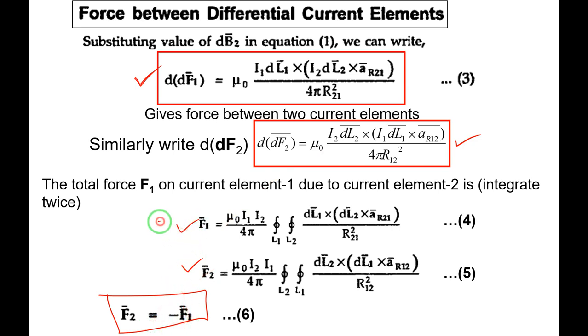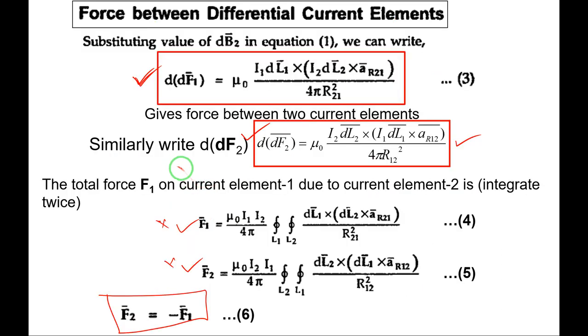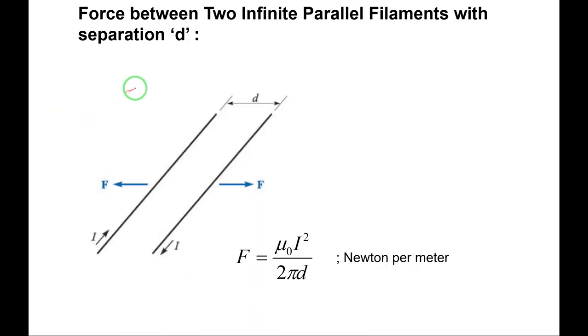But no need to remember these equations. We have to remember these two equations, and I will tell you how to write. If you remember this much, that is sufficient. ddF1 is equal to I1 dl1 cross the source of magnetic field dB2. For dB2 we know how to find out. So mu naught H, I know how to write by using Biot-Savart law, right? In the numerical, I will tell you how to write the formula before proceeding. If any doubts, please unmute yourself so that I can clarify your doubts.